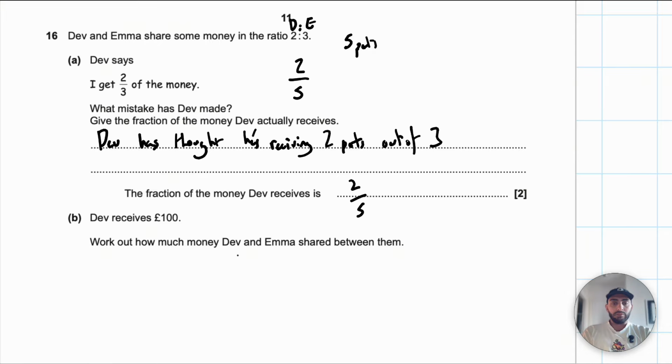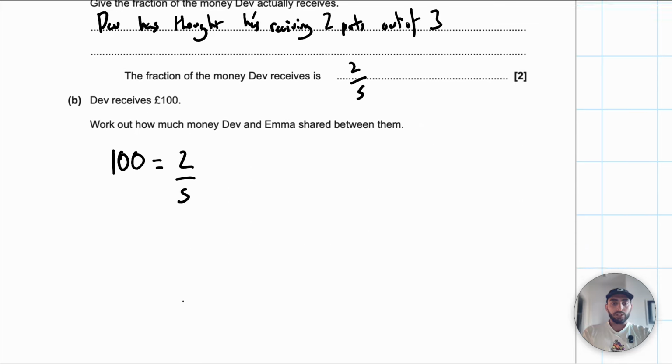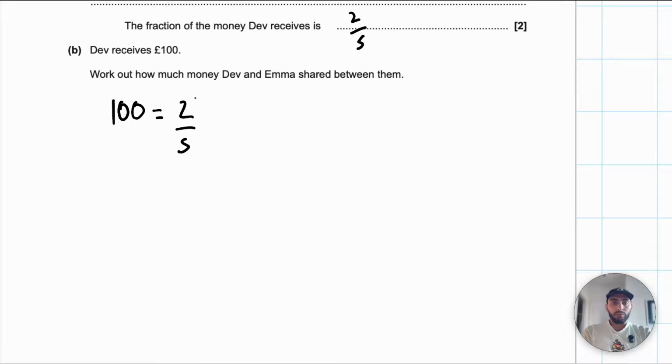Work out how much money Dev and Emma shared between them. So we know that Dev got 2/5 of the money. So this £100 is equal to 2/5. This is a reverse fraction question. So I'm going to try and find 1/5 and then I'm going to find 5/5, because I'm trying to find the total that they both had.